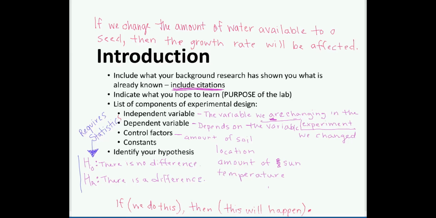And you could also say something like, if I reduce the amount of water available to a seed, then the growth rate will be smaller, or something like that. Or if I increase the amount of water available to a seed, then the growth rate will be larger. You could also do something like that. This one's just pretty vague. So that's kind of what you put in your introduction.